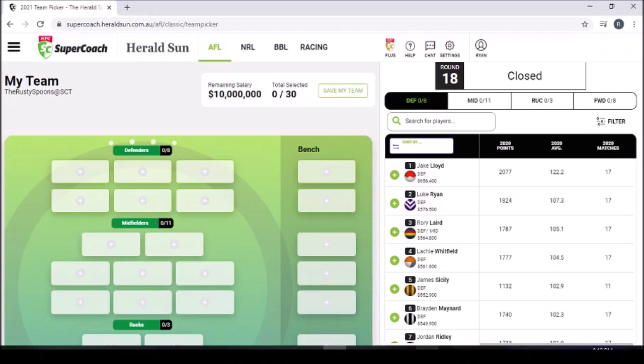So what I thought I'd do is give everyone a quick look at all of the 2021 starting prices, particularly for those that don't have the subscription, and maybe put together a quick team also.